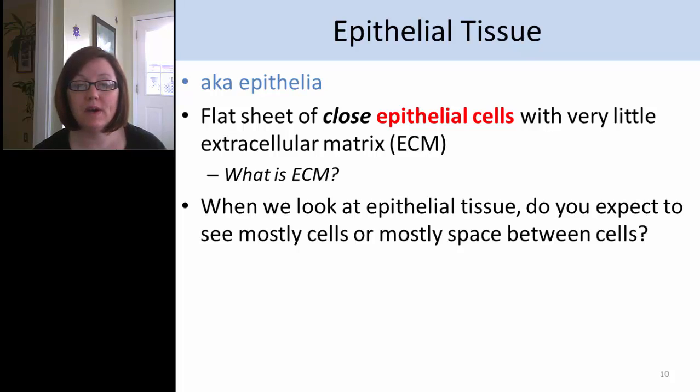Hello, in this video I am going to give an overview of epithelial tissues. Epithelial tissues are sometimes also referred to as epithelia. Basically, what we have in an epithelial tissue is just a group of cells that are packed really close together with very little extracellular matrix between them. Extracellular matrix is the stuff that we find outside of the cells in the body, and there's very little of that in epithelial tissues.